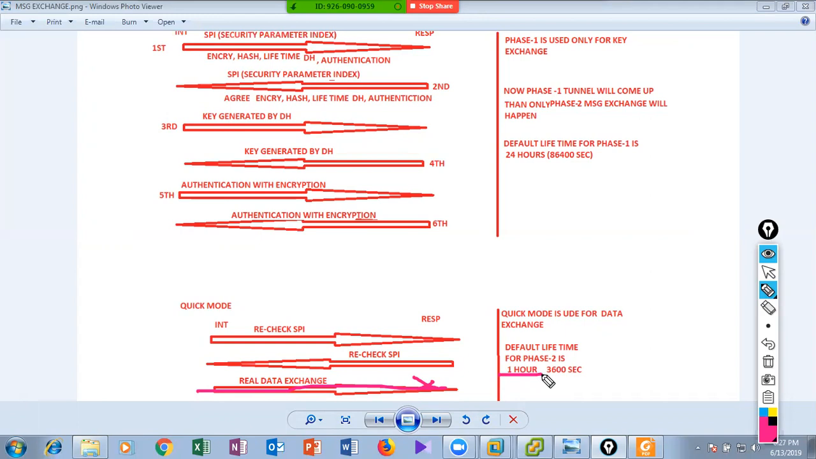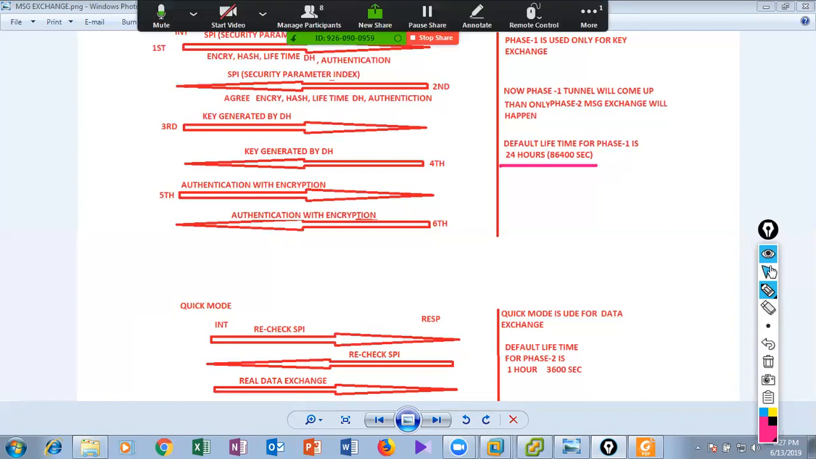So every 1 hour, what will happen? The phase 2 tunnel will be re-verified. Your phase 1 tunnel will be re-established after 24 hours, because the lifetime for phase 1 is 24 hours. So every 24 hours, it will renegotiate all the phase 1 parameters. Okay.